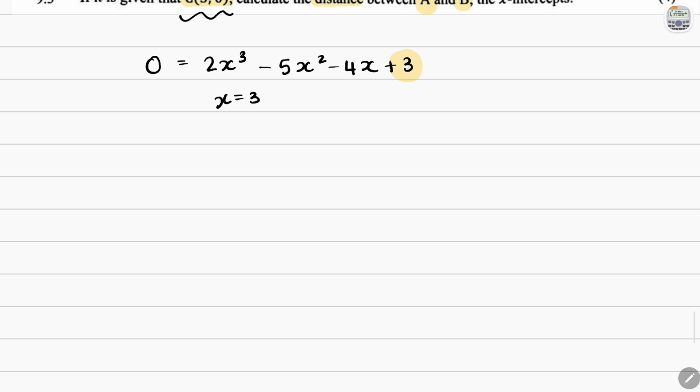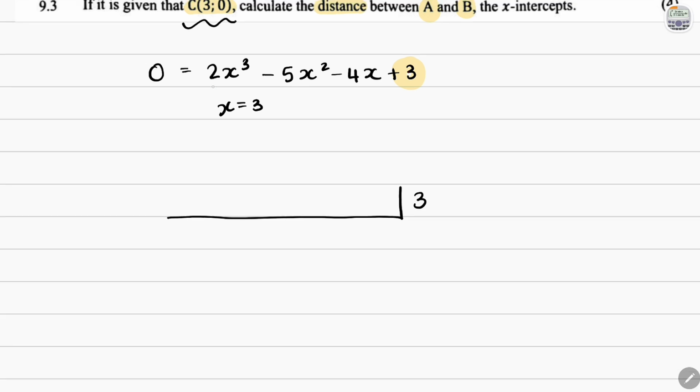So I'm going to use the long division method. And to do that, we first draw an L backwards, like the capital letter L. And here we're going to put one of the roots that we have, which is x equals 3. So that is 3. And now we're going to list out the coefficients. So that is 2, the coefficient of x cubed, and minus 5, minus 4, and positive 3.